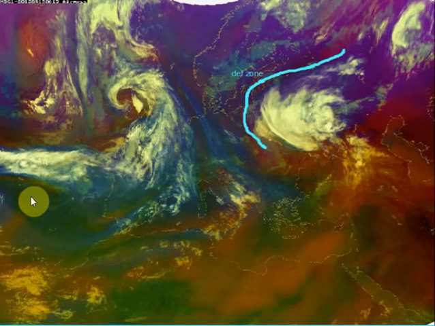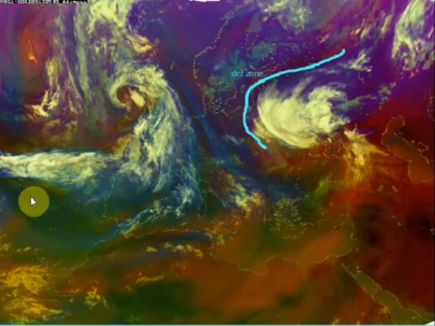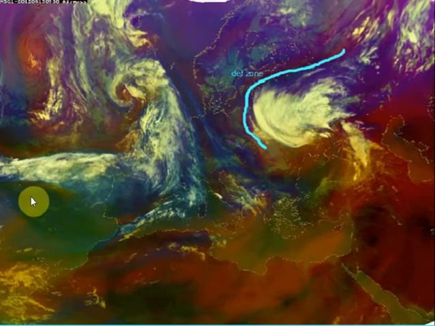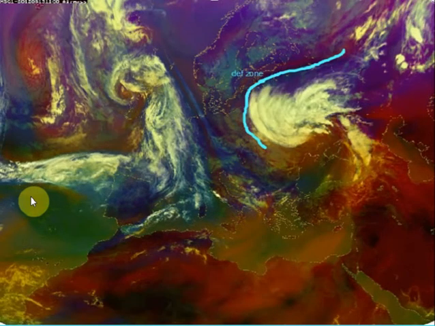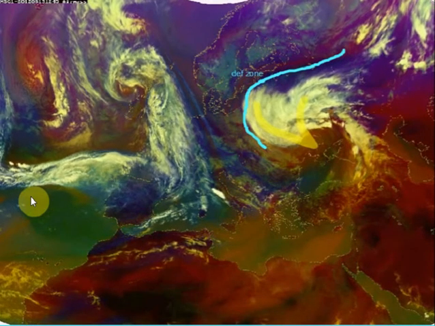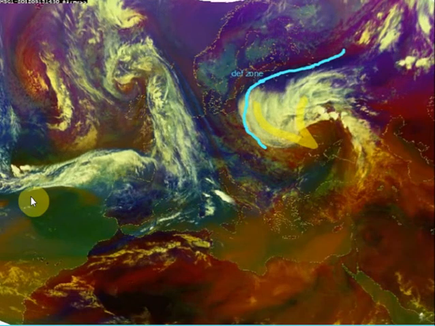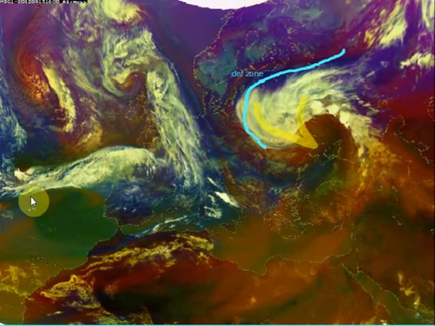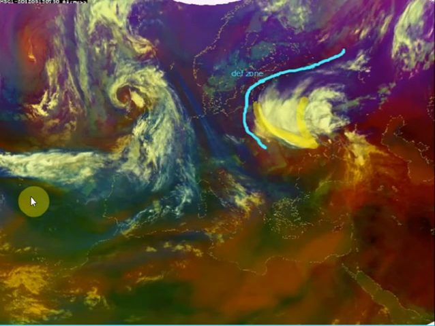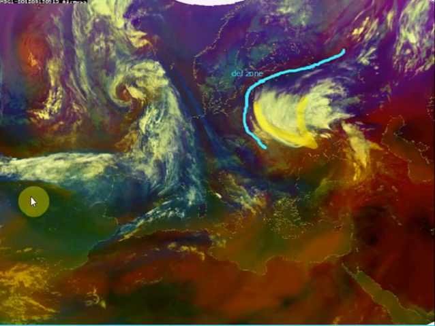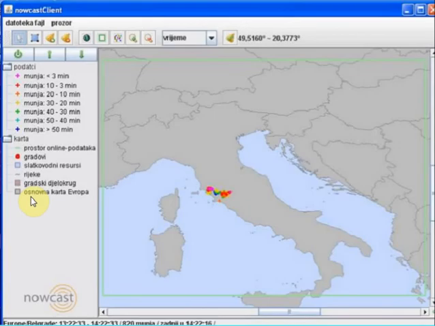First, this cloud head was very interesting. Also, this one here, also a very nice feature, which is not seen always in the occlusion. So, okay, so now we have seen these two systems. We can go on and look at the situation as it was yesterday.